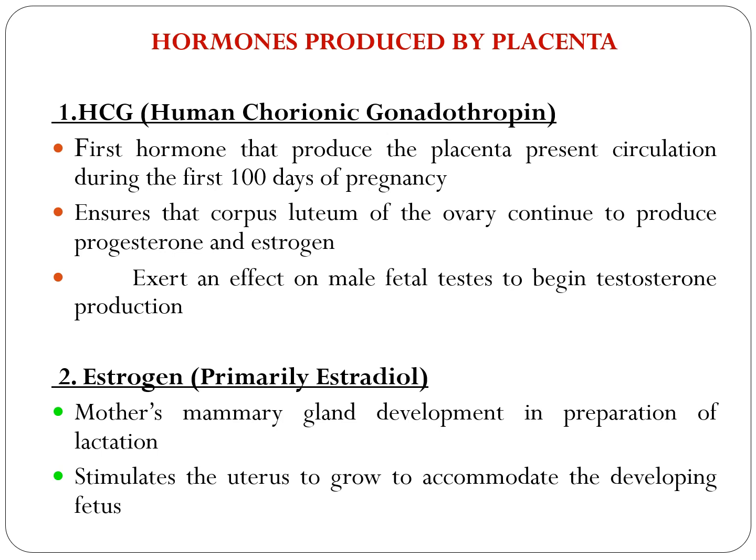The next hormone produced by the placenta is estrogen, primarily estradiol. It helps the mother's mammary gland develop in preparation for lactation and stimulates the uterus to grow to accommodate the developing fetus. That is the main function of your estrogen, for the mammary gland and the growth of the uterus, para magkaroon ng good environment ang ating fetus. That's your estrogen.